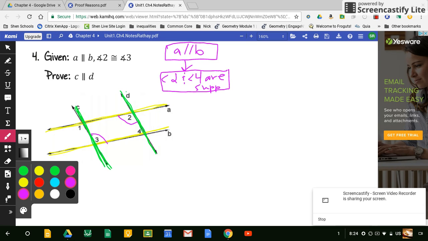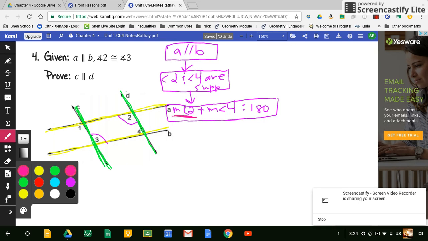Now my goal is to get 3 and 4 supplementary so that I can get my green lines parallel. But we cannot substitute a 3 into this because this is a sentence, not an equation. We can't substitute unless we turn this into an equation, like measure of angle 2 plus measure of angle 4 equals 180 degrees. To turn it into an equation from our pink sheets, our reason is supplementary angles are 2 angles whose sum is 180 degrees.